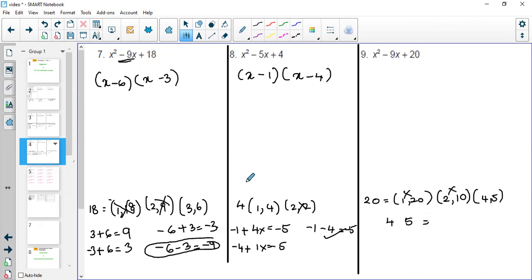So by doing these two questions, you would have realized that both the terms need to be negative to get a negative number. This is the rule, right? If you have two negative numbers, you add the numbers, but then you keep the sign the same. So which means it's going to be x minus 4 and x minus 5.